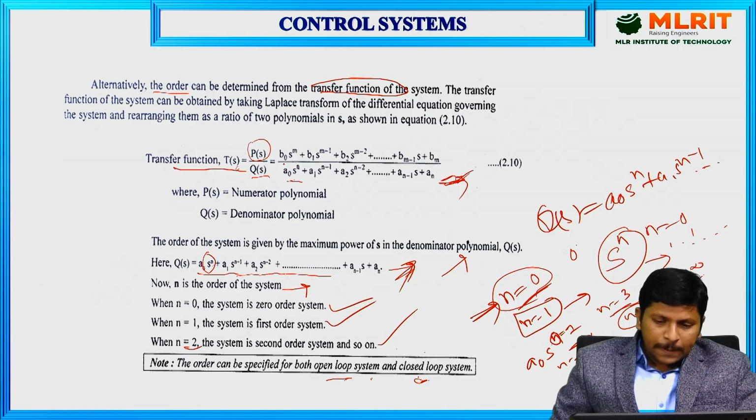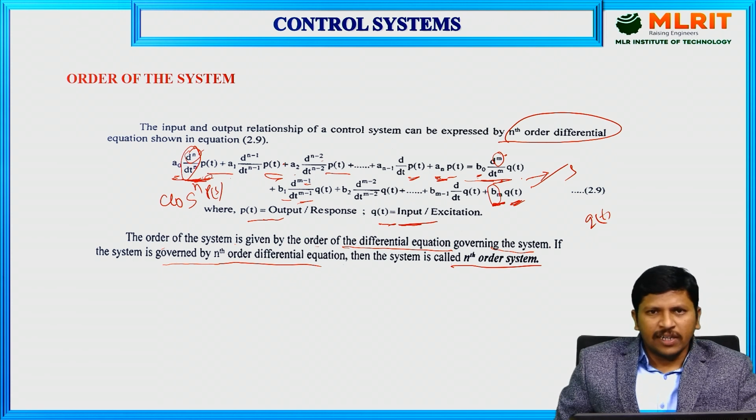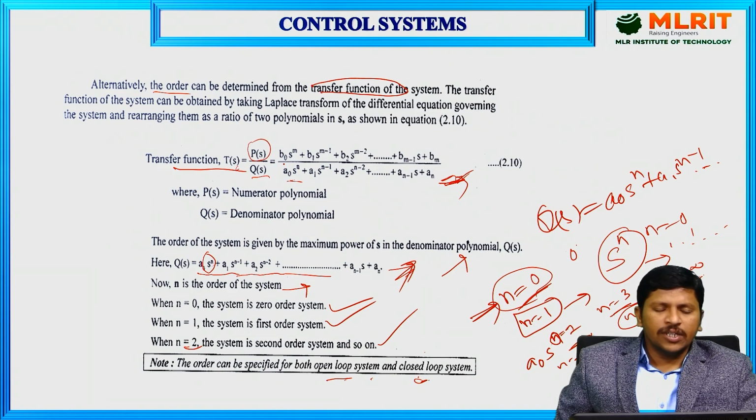Next, this is about the order of the system. Order is nothing but the maximum power of the s term. The order of the system can be calculated for the open loop systems as well as the closed loop control systems, both. And also the denominator polynomial of the transfer function always gives the information about the order of the system, and the poles also give information about the order of the respective system.